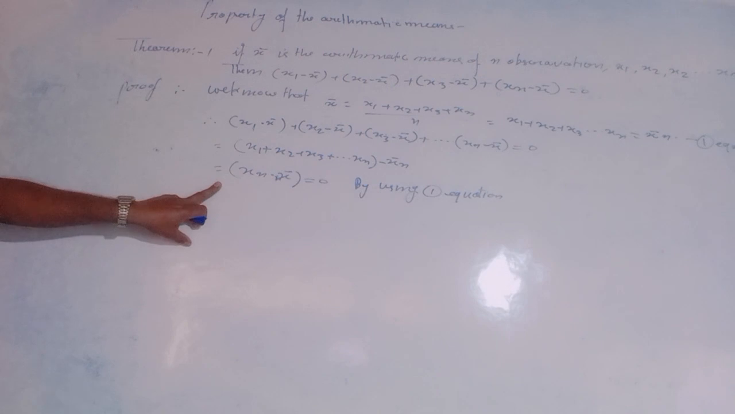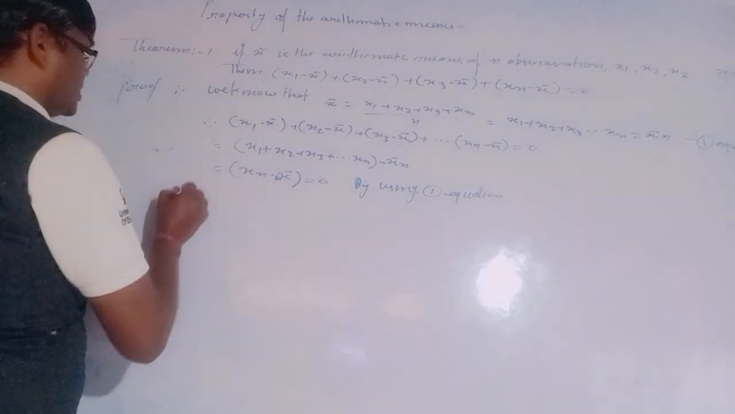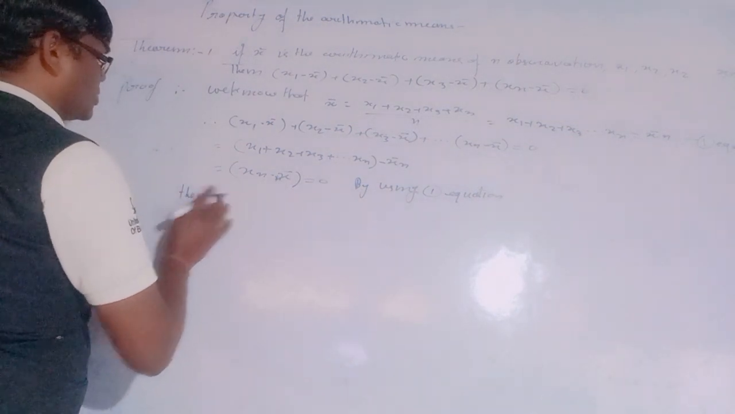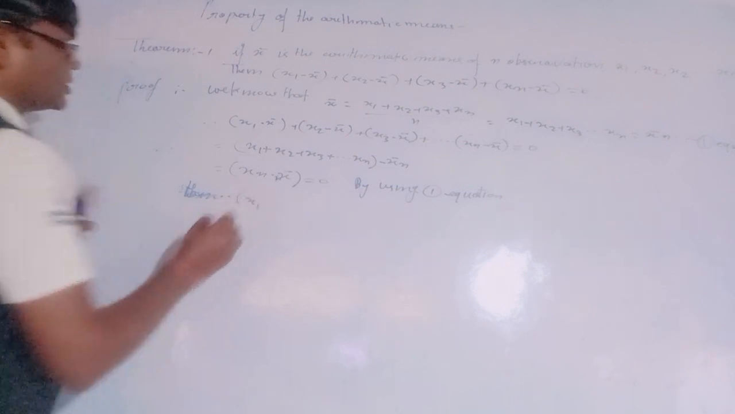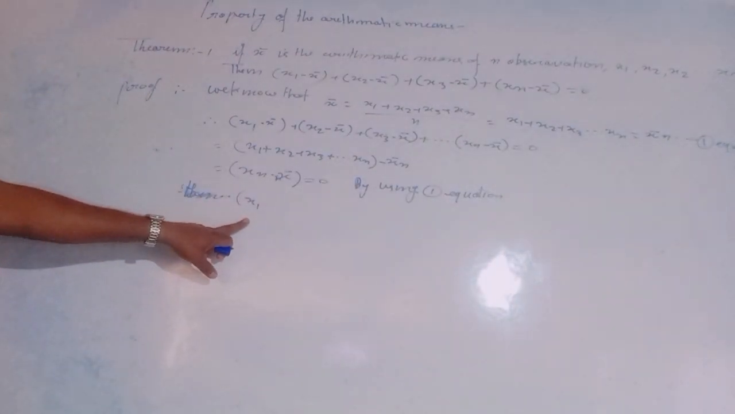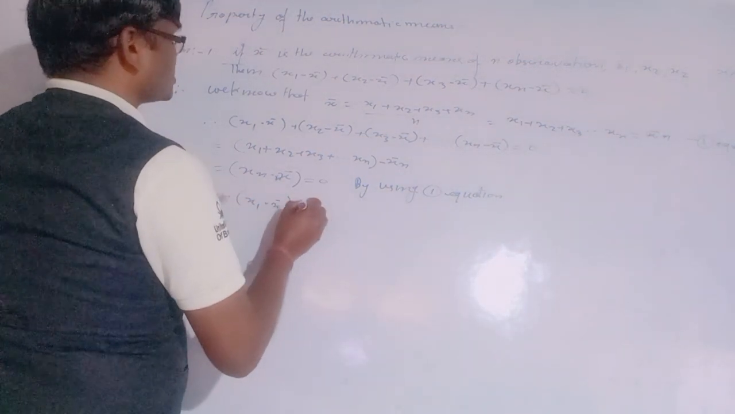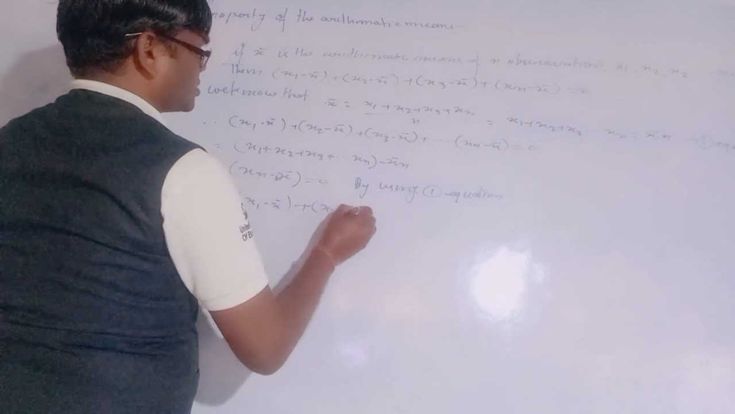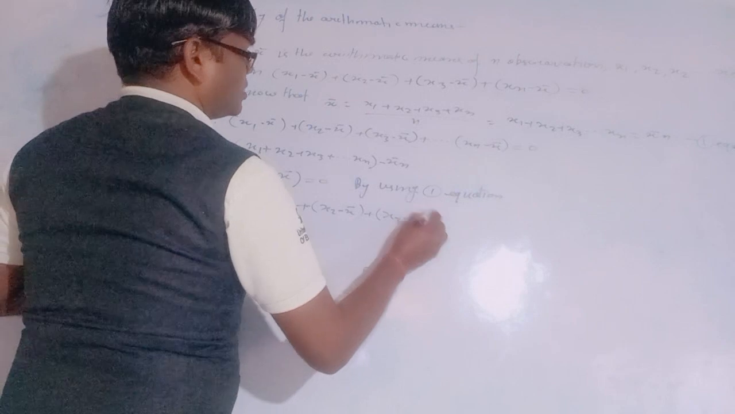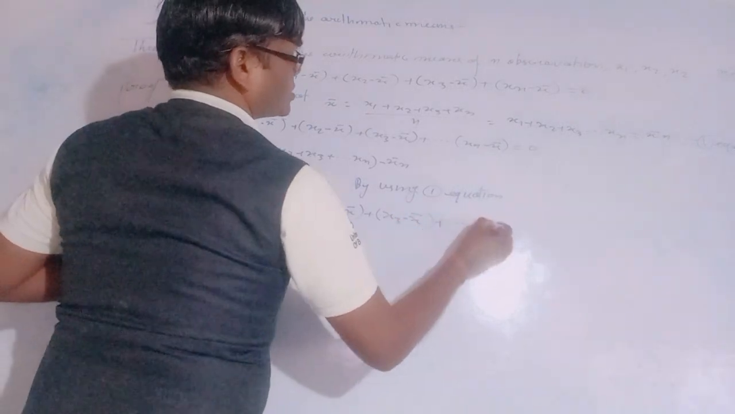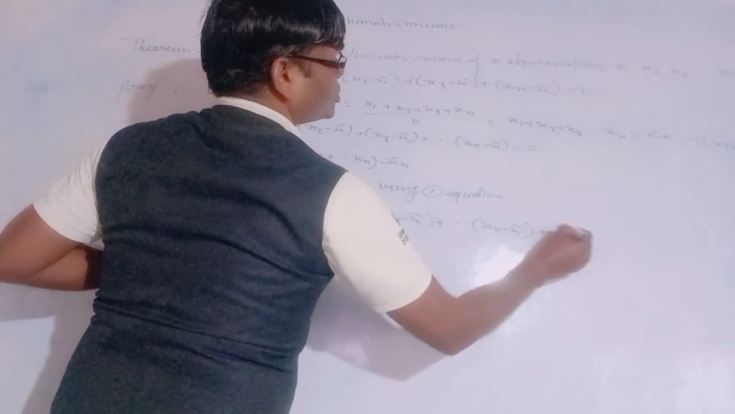So we can say, hence, x1 minus x bar plus x2 minus x bar plus x3 minus x bar plus xn minus x bar will always be 0. Proved.